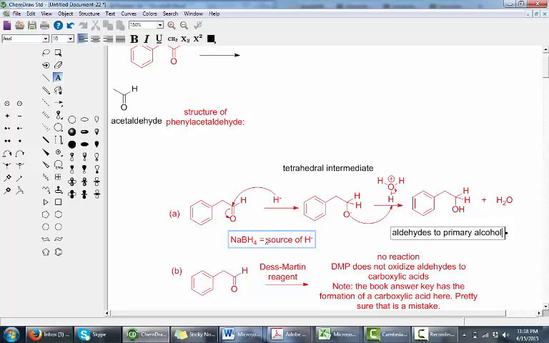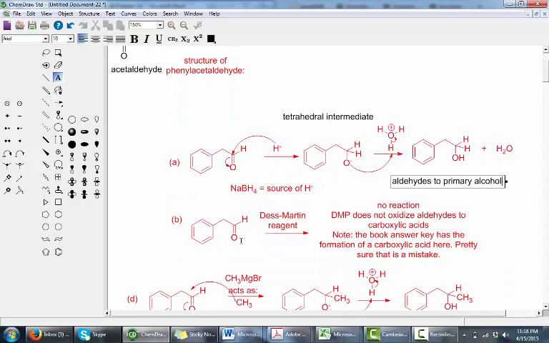the carbonyl. The second question is, what happens if I treat phenylacetaldehyde with a Dess-Martin reagent, so DMP? This is the same thing as saying DMP, which is our Dess-Martin periodinane. And when you treat an aldehyde with DMP, nothing happens. Absolutely nothing happens. What does DMP do? DMP is a great reagent if I had, for example, a primary alcohol like this, and I wanted to create the aldehyde, then I could treat that with DMP to go in this direction.